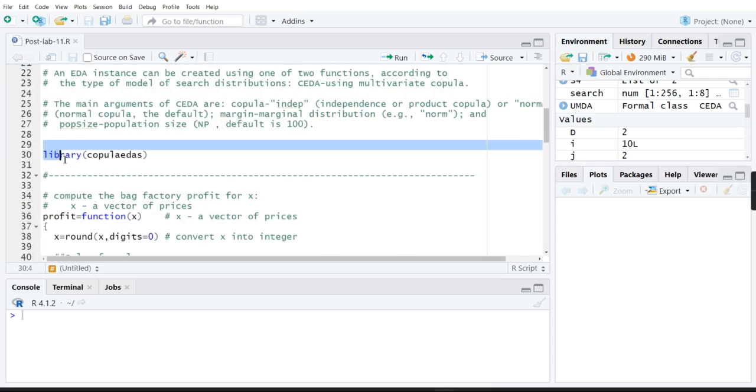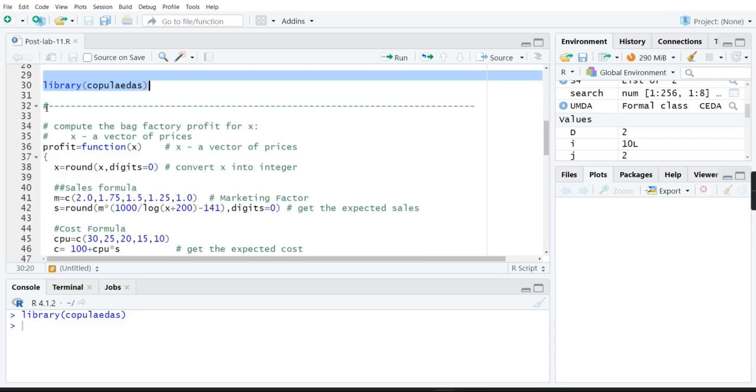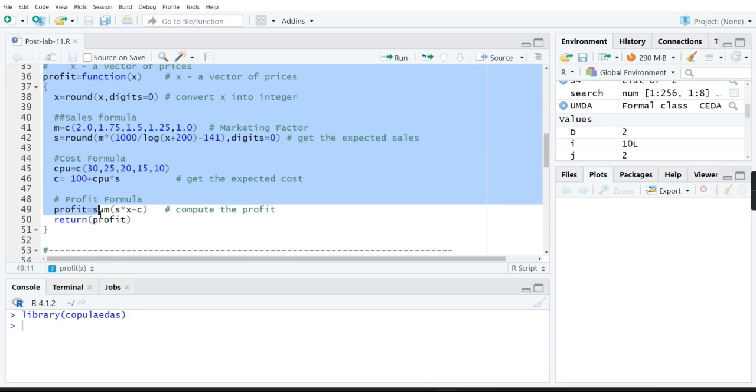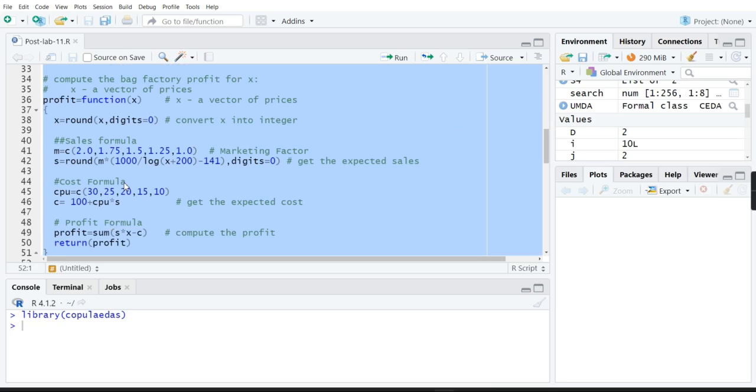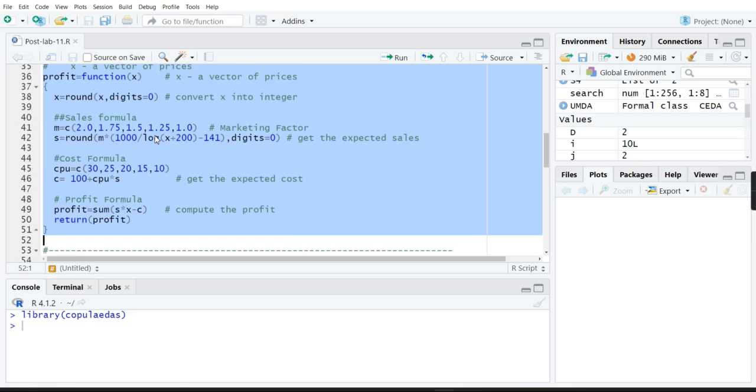First of all, load the library. If this library is not present, better to install it. So load the library and then define the profit function. The implementation of this profit function is already discussed in the previous classes. We already know the bag price problem is all about finding the optimum values for all the selling prices. So in the question, 5 bags are there, so dimensionality is 5. Let us implement the objective function.